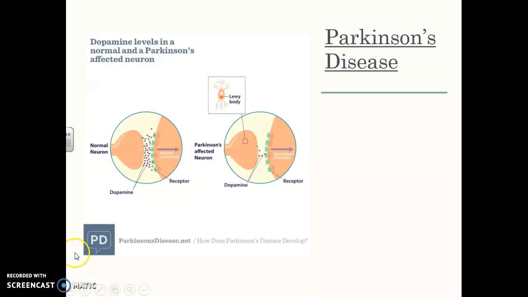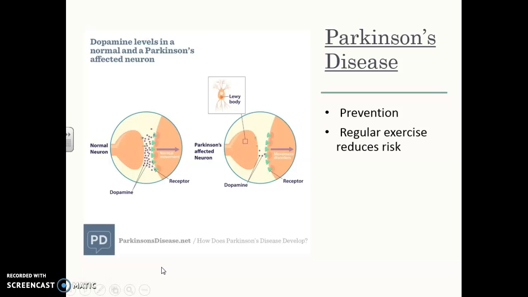So let's look at what's going on here. We can see we have a normal neuron with a large amount of the neurotransmitter dopamine, and then you get normal movement of the limbs. Whereas in Parkinson's, this neuron has been affected and there is just a very little amount of dopamine, and so we get not normal movement. We get movement disorders.